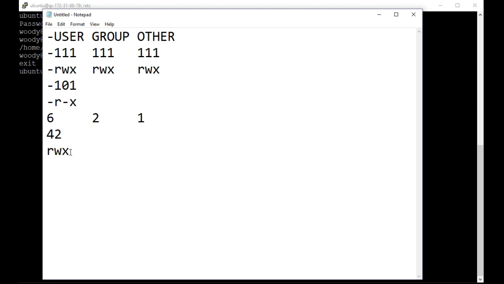The 6 would mean the 4 and the 2, and this would be read and write. Then the 2 would be 010, which would be dash write. It would only be write. And then the 1 would be 001, and that would be dash dash execute, okay? So the global people could execute it, the group would be able to write to it, and the user would be able to read it and write to it, okay? So that's if that was a 621.